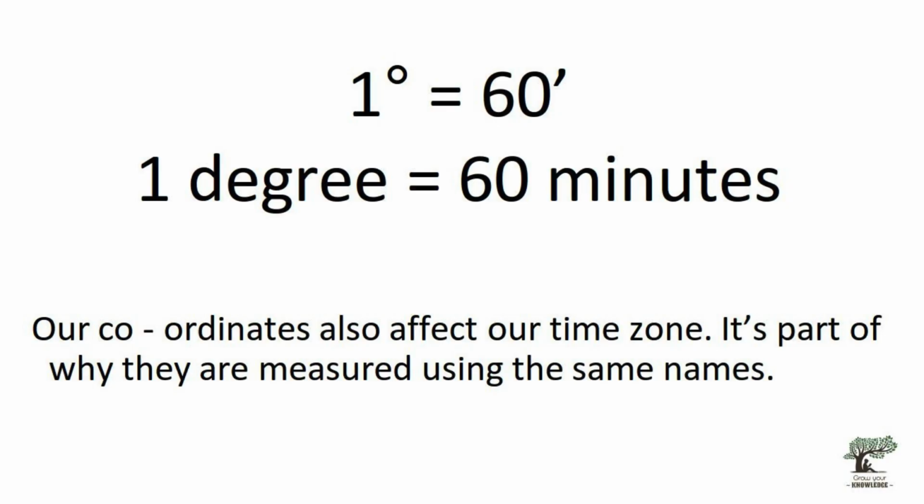Our coordinates, our latitude and longitude, also affect our time zone. It is connected to our times. It's part of why we are going to be measured using the same names. So just as we say 1 degree is 60 minutes, we would also say 1 hour is 60 minutes. Just remember, it's not something completely different or separate. Our coordinates do help dictate our time.